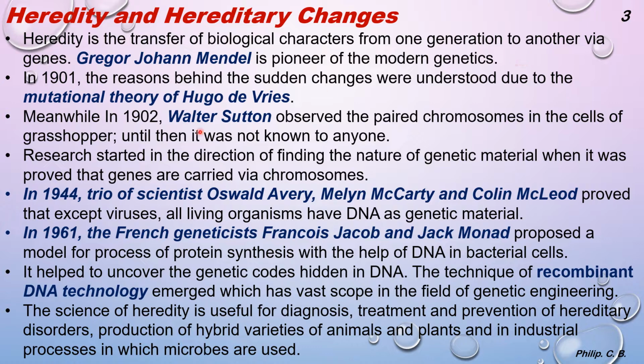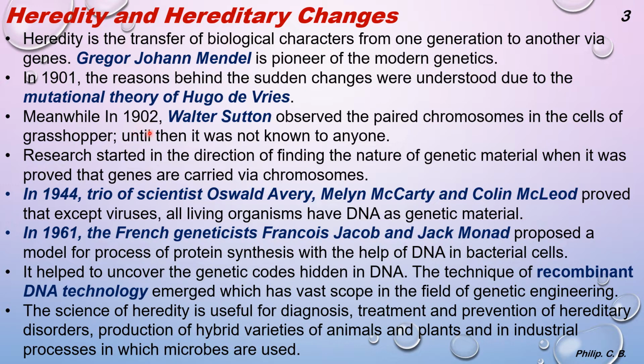Now, in 1901, the reasons behind the sudden changes were understood due to the mutation theory of Hugo de Vries. Now, students, here you come across various scientists. That's why I highlighted the terms, which come as MCQ and one word fill in the blanks questions. So here, the mutation theory was put forward by Hugo de Vries in the year 1901.